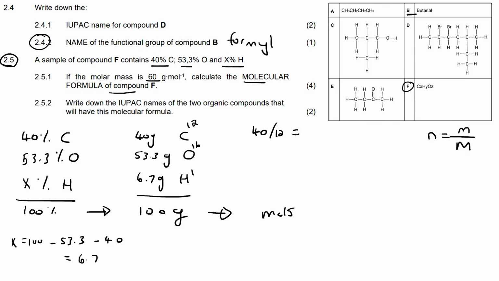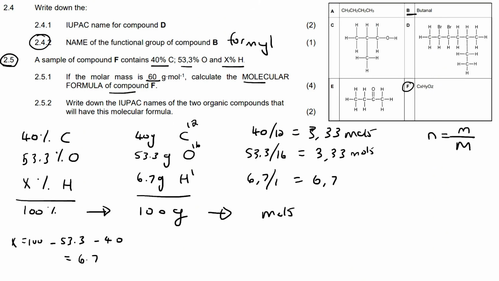Yeah, try living in this mind. Okay, so that's going to be 3.33 moles. And then this one's going to be 53.3 over 16. And that'll be, that'll do, donkey. That'll do. Also 3.33. Things are looking sweet. And then this one will be 6.7 divided by 1, which is 6.7.